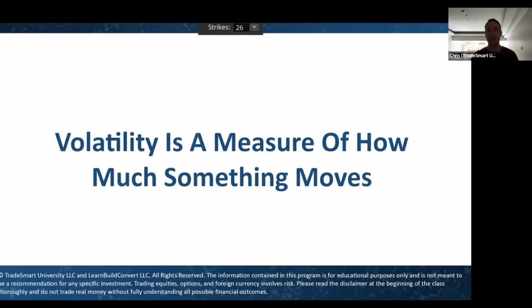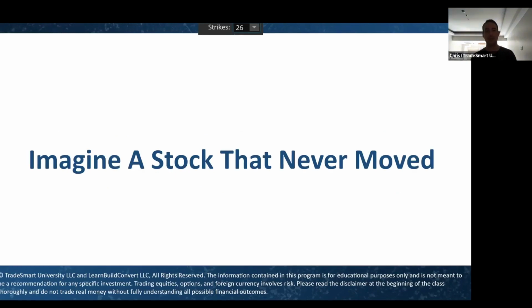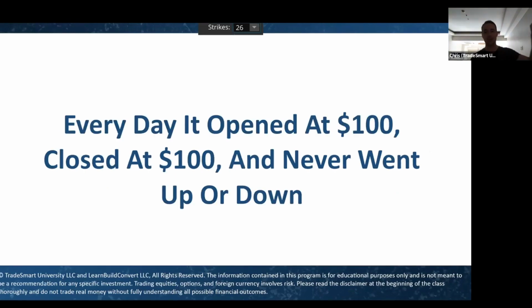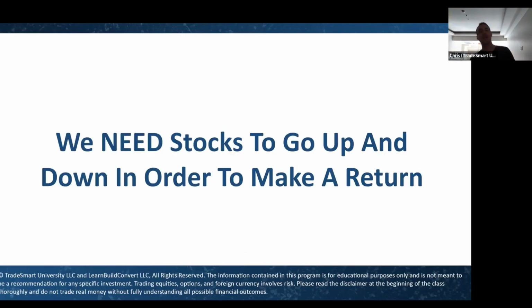Volatility is a measure of how much something changes. Really, that's all volatility is. Now, as traders, our profit potential comes entirely from volatility, right? If you imagine a stock that never moved, every day it opens at $100 per share, and then it closes the day at $100 per share, and it never goes up or down during the day. Is there a lot of opportunity to make money in that stock? As I'm sure you guys are saying, no, of course, there's no way you could make money buying a stock at 100 and then selling it at 100, right?